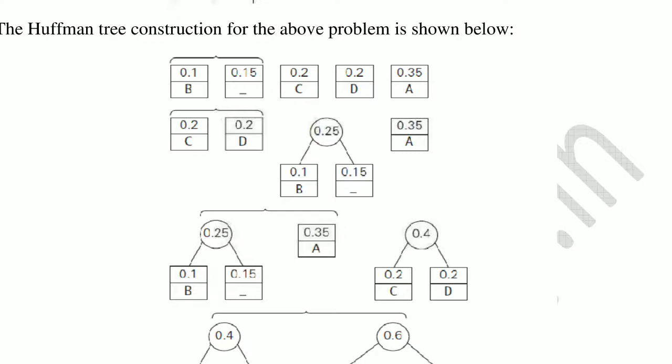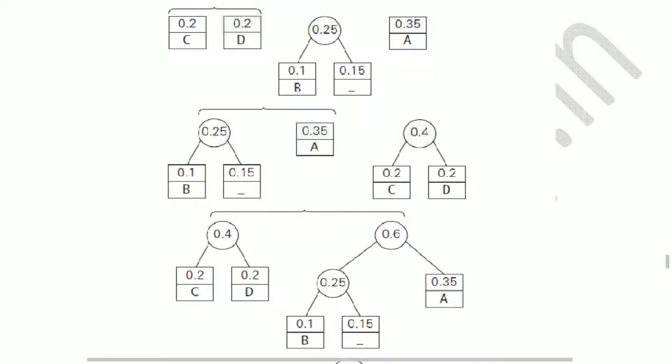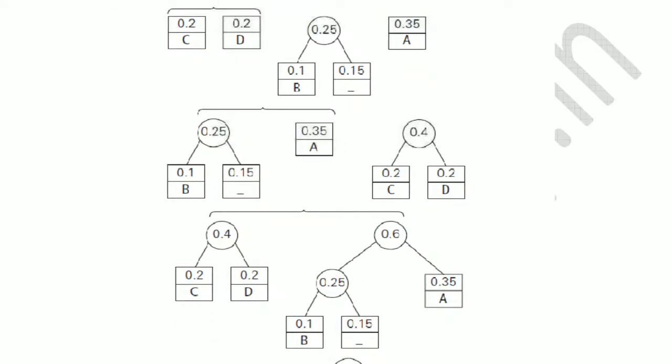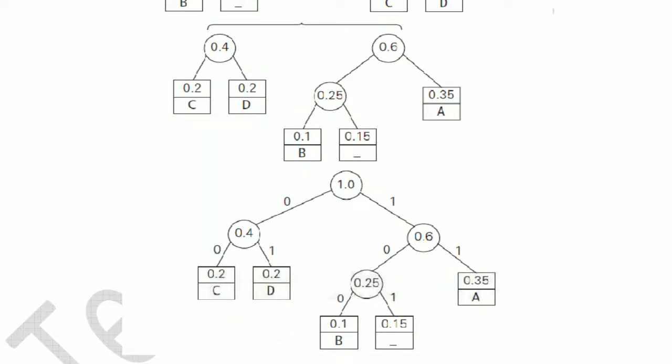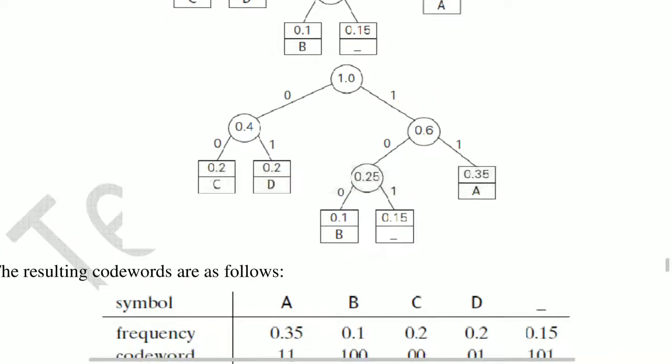Again select two nodes. 0.25 and 0.35 are smallest. Add them together. 0.25 is your left child, 0.35 is your right child. You will get 0.6, which is your new node. Similarly, now I am left with only two nodes, 0.4 and 0.6. 0.4 will be your left child, 0.6 will be your right child. Add them together and you will end up with 1.0. So this is how I construct my Huffman tree.